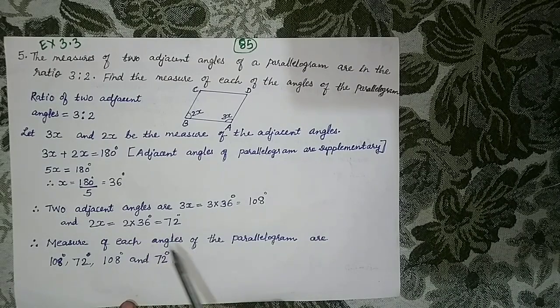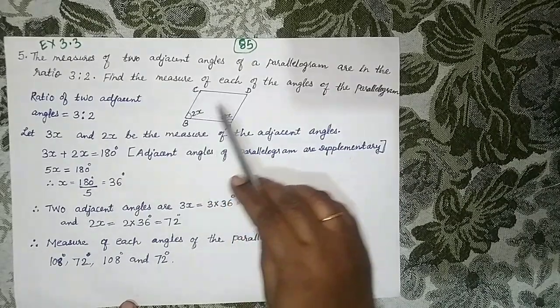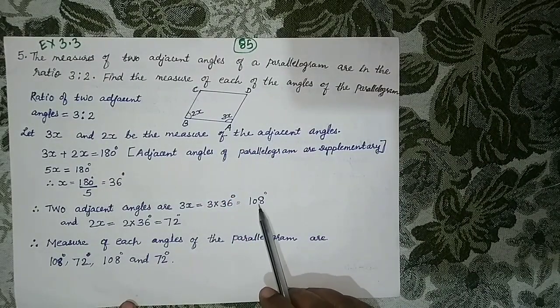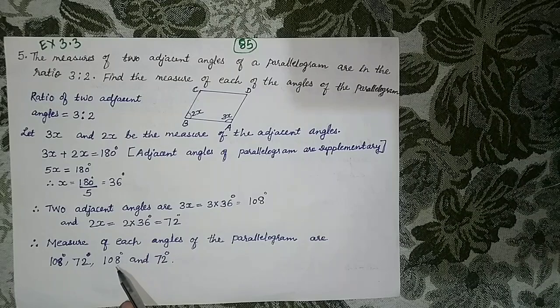Therefore, the measure of each angle of the parallelogram: opposite angles are equal, so 3x, 3x, 2x, 2x. That means 108 degrees, 72 degrees, 108 degrees and 72 degrees. These are the angle measurements of the given parallelogram.